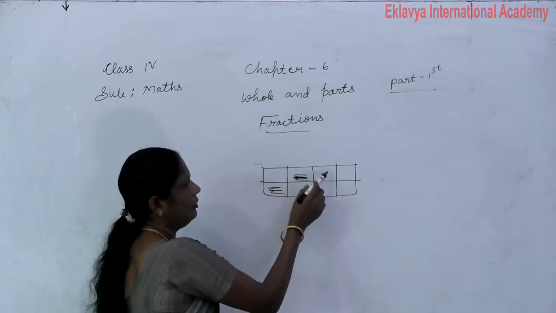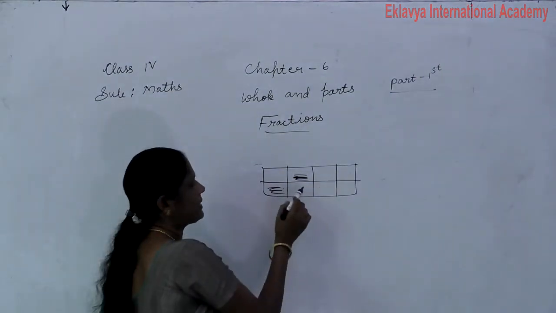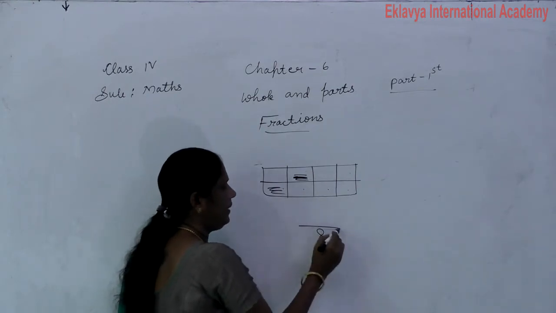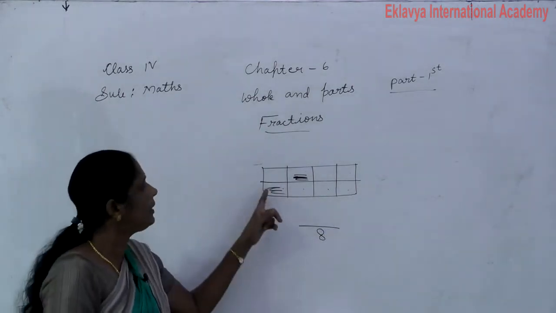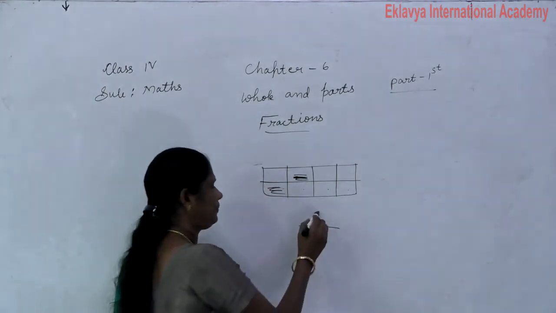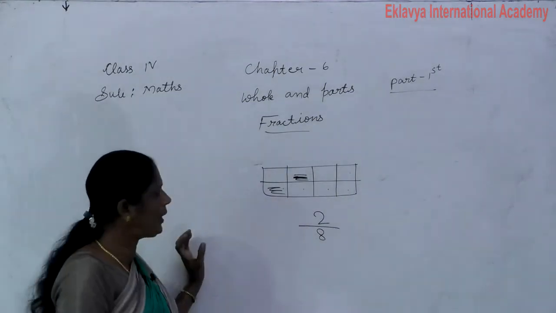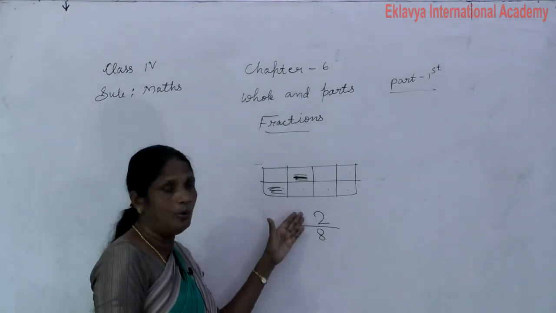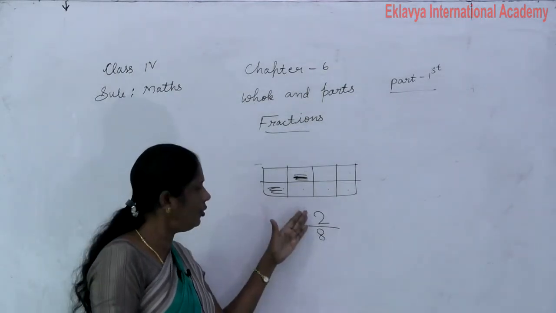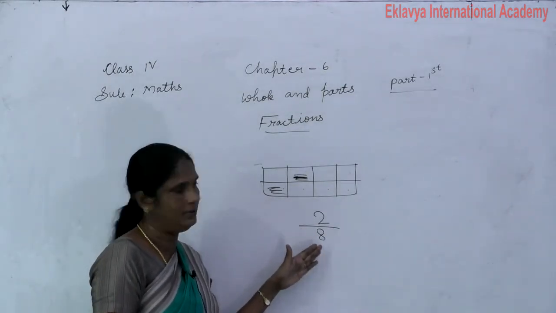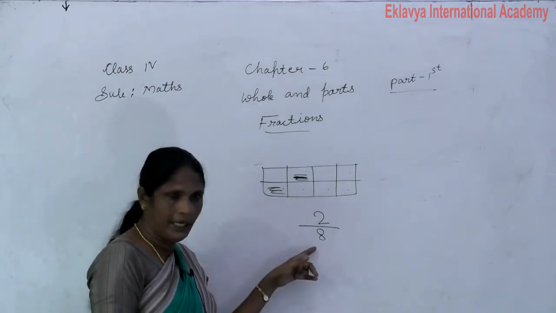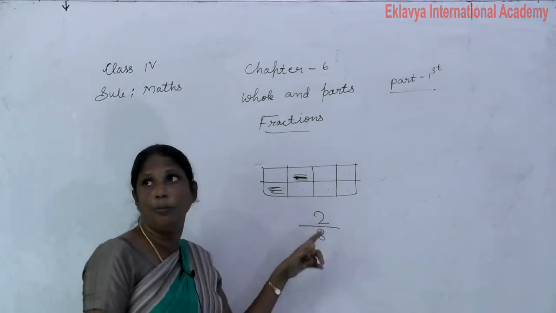1, 2, 3, 4, 5, 6, 7, 8. 8. Then count the shaded parts. 1, 2. How to read this? 2 upon 8. 2 upon 8, or 2 by 8.